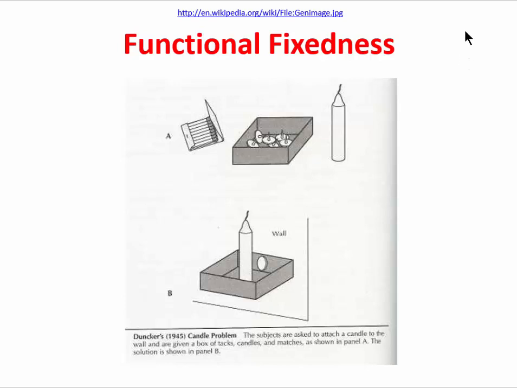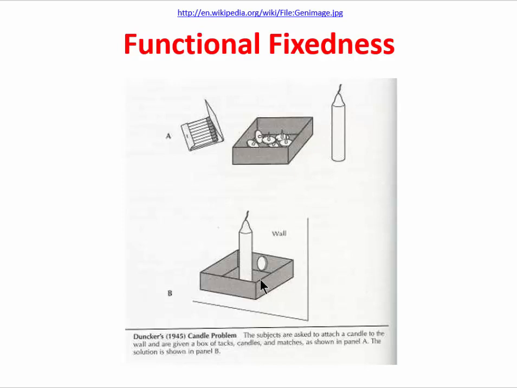In a classic study from the 1940s, participants were asked to attach a candle to a wall, and they were given a candle and a set of matches. They were also given a small box that contained tacks. Now notice that here the box is used to hold the tacks, and so if you were in this study as a participant, the first thing that you see is, yes, you have a box, but the box is functioning in a particular way. It's functioning to hold the tacks. One solution to this task is to get beyond the functional fixedness of thinking of this particular container as a container that holds tacks to a container that can hold the candle.